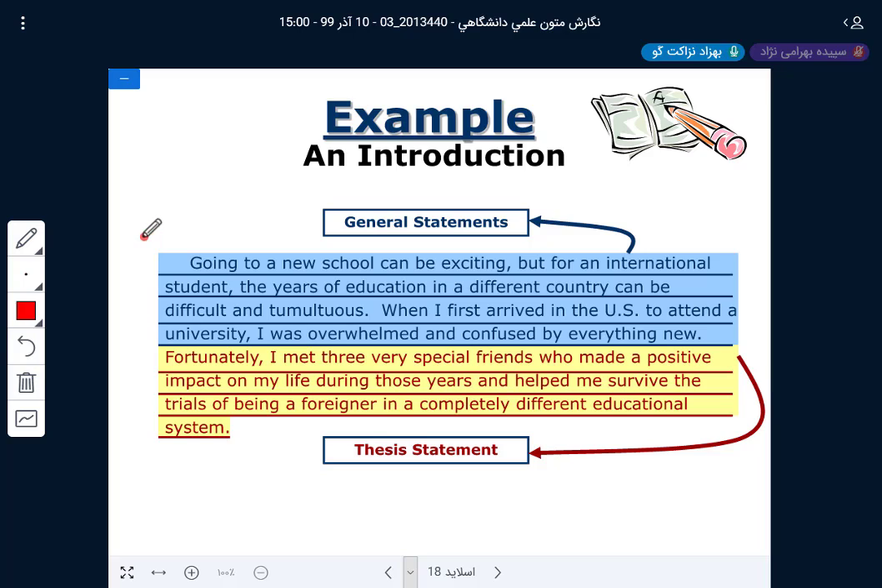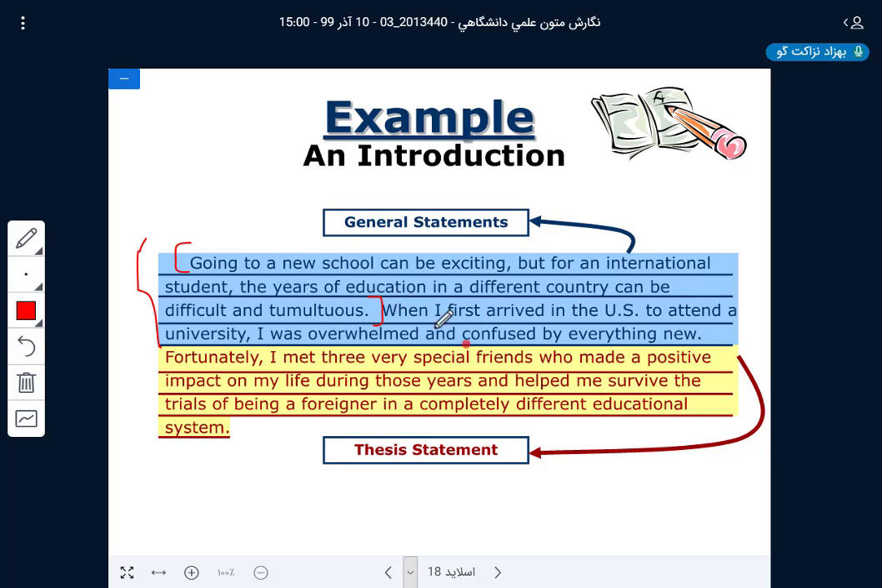So here we have a general statement. Going to a new school can be exciting, but for an international student, the years of education in a different country can be difficult and tumultuous. Okay, difficult and tumultuous, so they are roughly synonymous. It shows how difficult studying in foreign countries is for foreign students. So this is an opinion. This is something general. Everybody knows, but it is an attention grabber. It shows why this is important, something interesting for the reader.